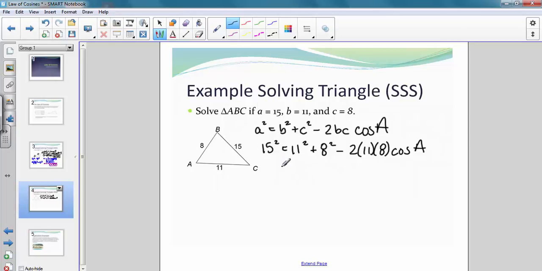15 squared is 225. 11 squared is 121. 8 squared, 64.